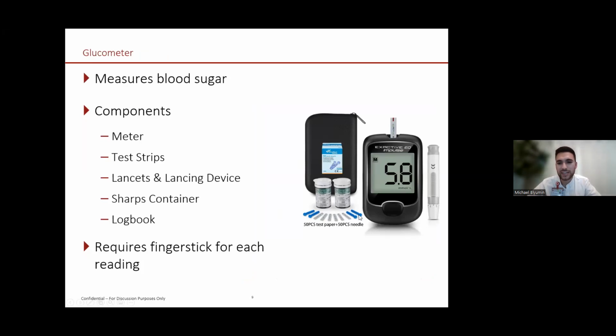You can see here the lancet and the lancing device that's used to help obtain the finger stick for the blood drop. A sharps container is something you should have to dispose of the lancet and the test strip, since they're sharp and they have blood on them. And then a logbook or some way of recording your blood sugar. That's very important, especially when you meet with your provider, so that they have a good context for how your diabetes is doing. And it gives us a little more detail than an A1C would.